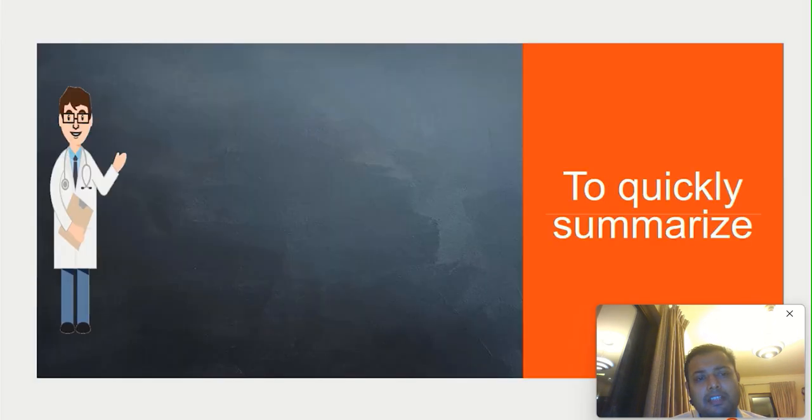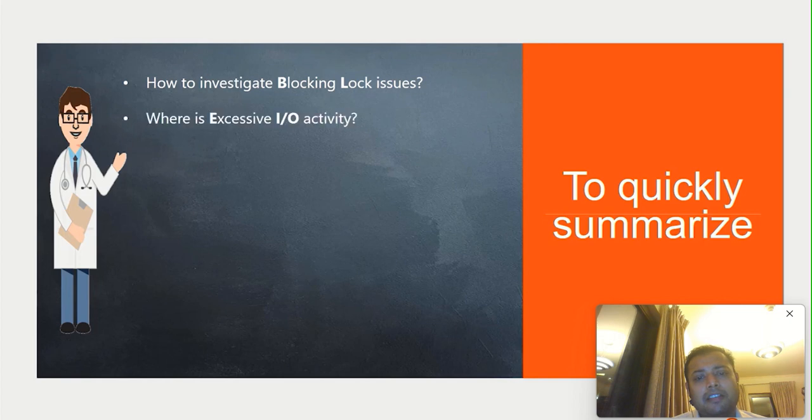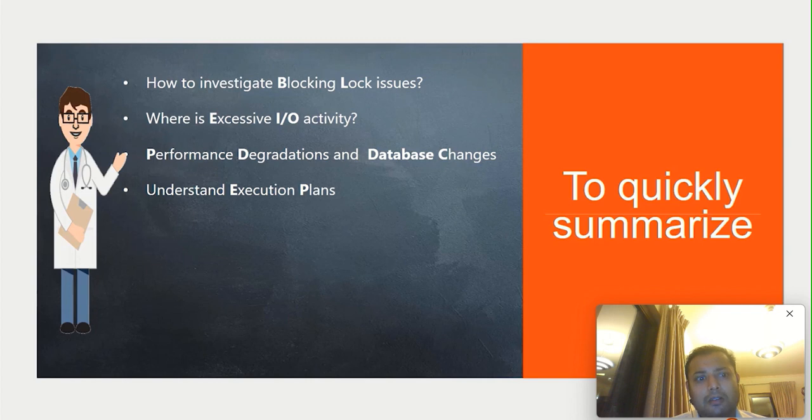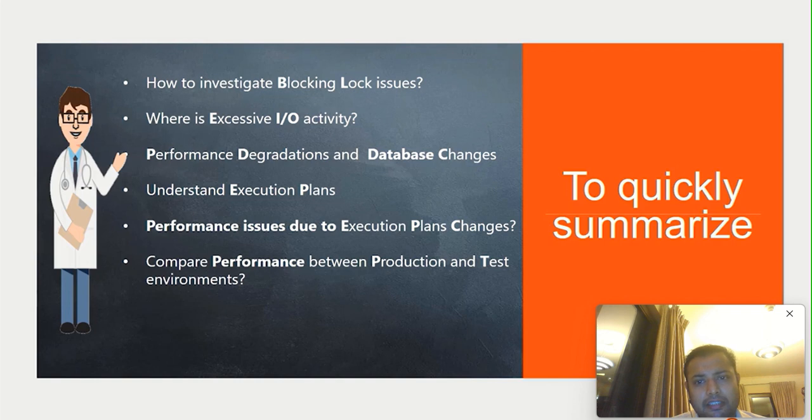To summarize, Foglight for cross-platform databases will give you a single pane view for database monitoring and management, and it will also provide deep drill downs and multidimensional diagnostic capabilities as well. So here we have covered how to perform the database health check, including how to investigate blocking issues and how to find the SQL statements which are causing excessive IO activity. At the same time, we have tried to understand how to correlate performance degradations with database changes, understand execution plans, and identify performance issues due to execution plans and changes.